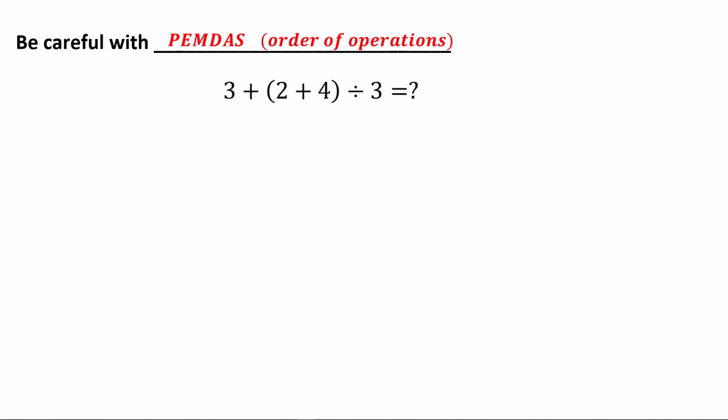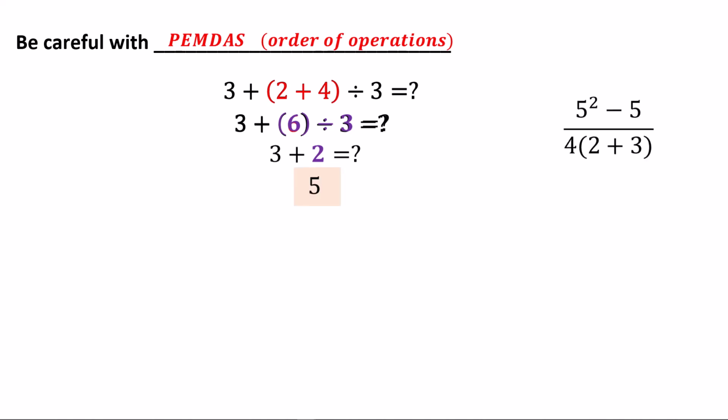Now, be careful with PEMDAS, the order of operations. Parentheses, exponents, multiply and divide, add and subtract. It is very important that you follow these as you learn them in your pre-algebra courses. Here's an example. 3 plus parentheses 2 plus 4 divided by 3. What is this equal to? Well, it's important to do the parentheses first, so 2 plus 4 is 6. Then division comes before addition, so 6 divided by 3 is 2, and now 3 plus 2 is 5.